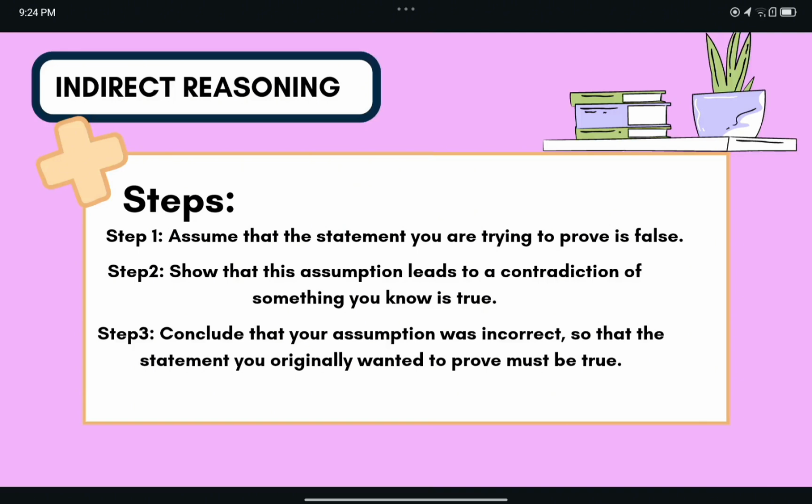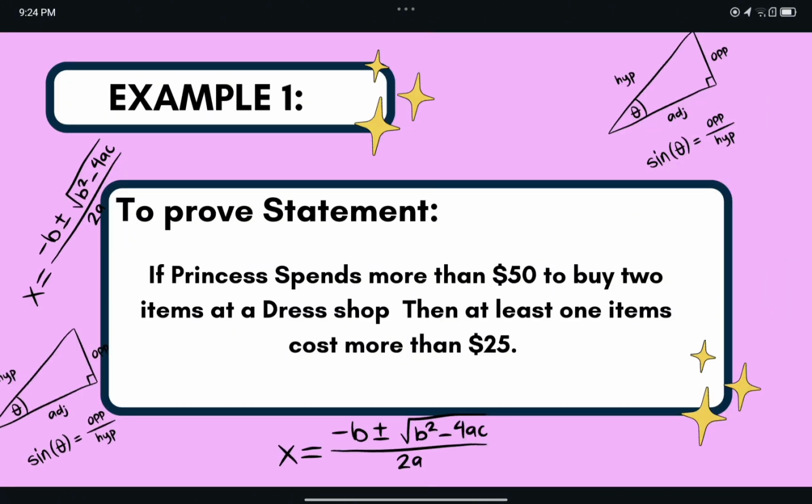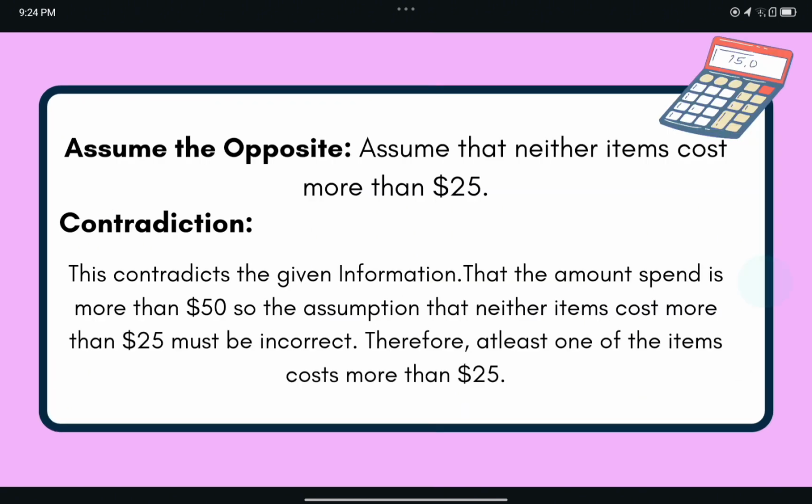So, I'm going to give you an example on how to use indirect reasoning. Example number 1. If Princess spends more than $50 to buy 2 items at a dress shop, then at least one item costs more than $25. So, the next step na kailangan mong gawin is you need to assume the opposite of that statement. So, the opposite of that statement is assume that neither item costs more than $25.